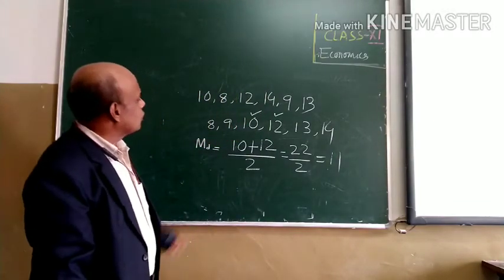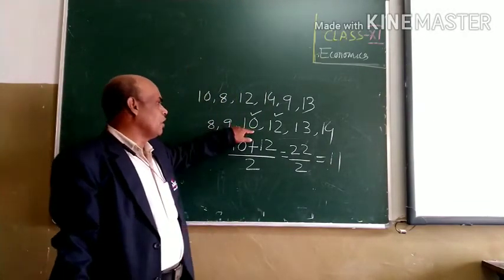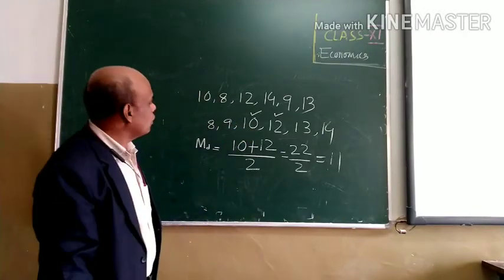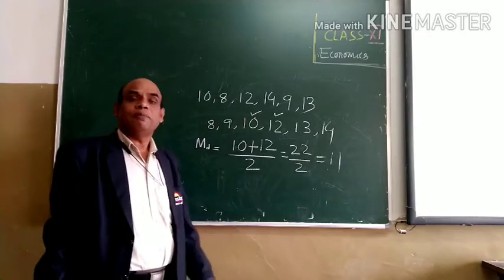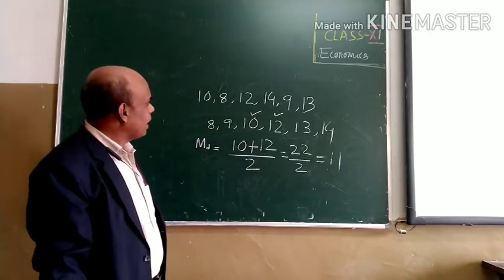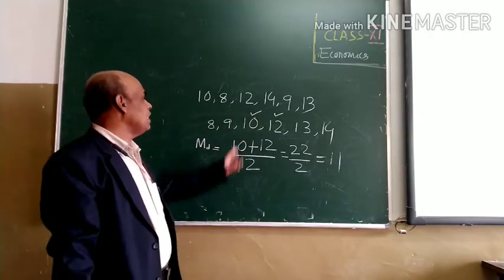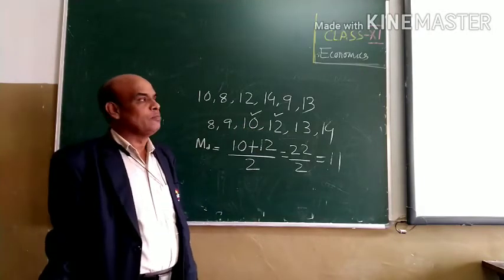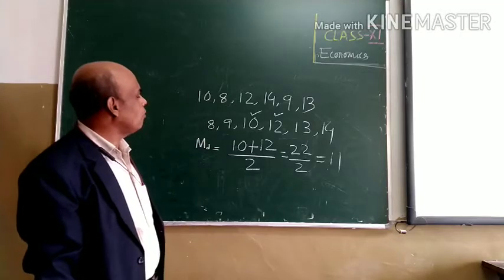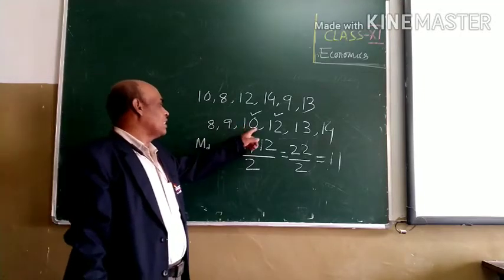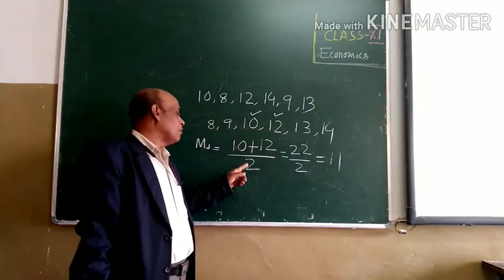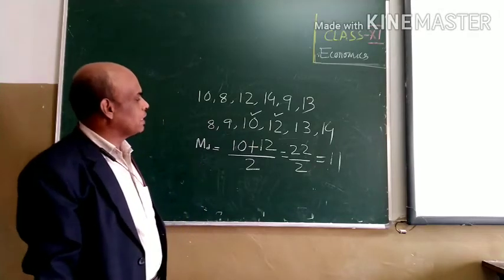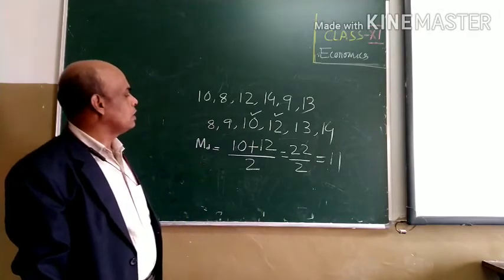So if the data is in even number, in the previous case that was an odd number, but here it is an even number. If it is an even number, then what will happen? Ultimately, you see, the middle 2 data will come. If the middle 2 data will come, then the sum of the 2 is divided by 2, because 2 data are there. So you will get the number 11.